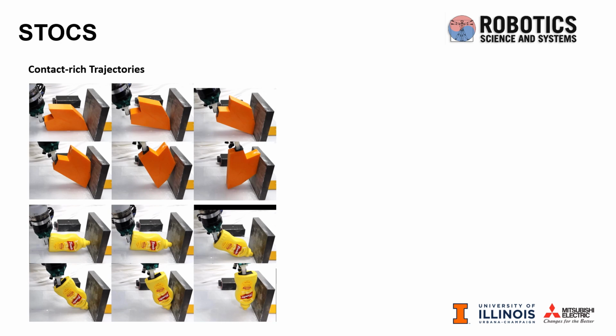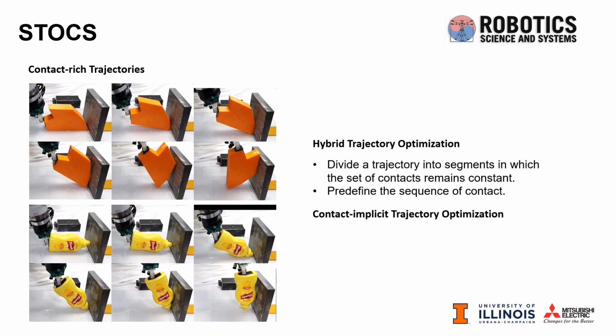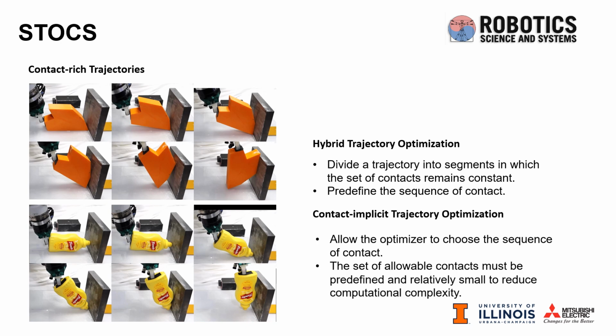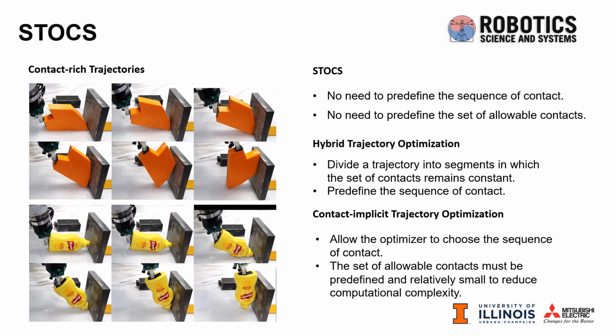Planning for trajectories which include multiple changes of contact is difficult, as the changing of contact state results in non-smooth dynamics. Previously, people solved this problem either by hybrid trajectory optimization or contact implicit trajectory optimization. However, both these methods have their limitations. Hybrid trajectory optimization requires a predefined contact sequence, and contact implicit trajectory optimization requires a predefined allowable contact set. Our contribution STOCS is a method that could solve for contact-rich trajectory optimization problems without requiring all of these.